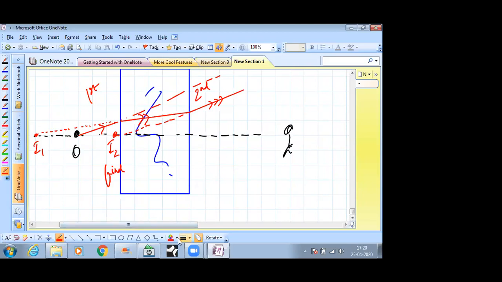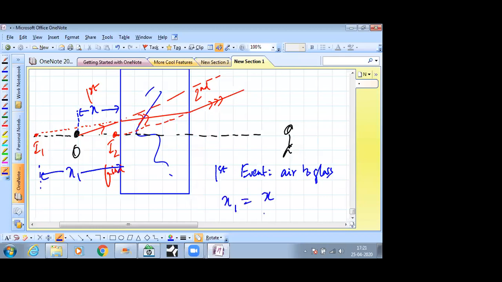So in this diagram now, let us say that the original object is at a distance x like this from this. And after the first refraction, the apparent depth becomes x1. That is this. So the first event, it is from air to glass. So the apparent depth, which is x1, will become real depth, which is x, divided by refractive index of air with respect to glass. So that means x1 will become mu x. So this is the solution of the first event.